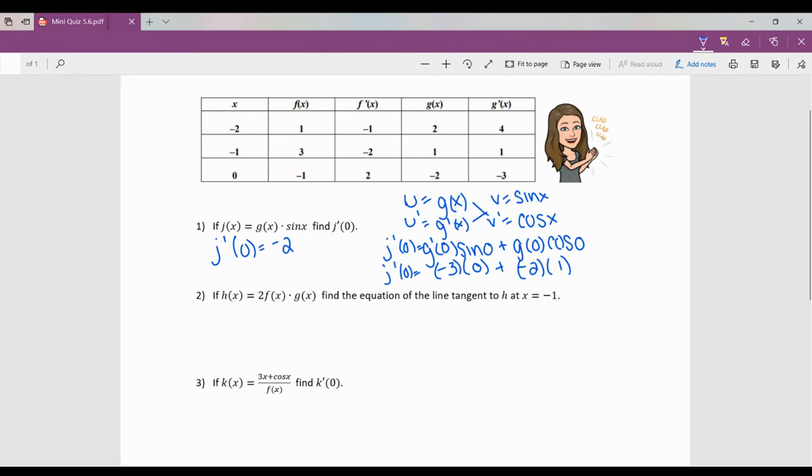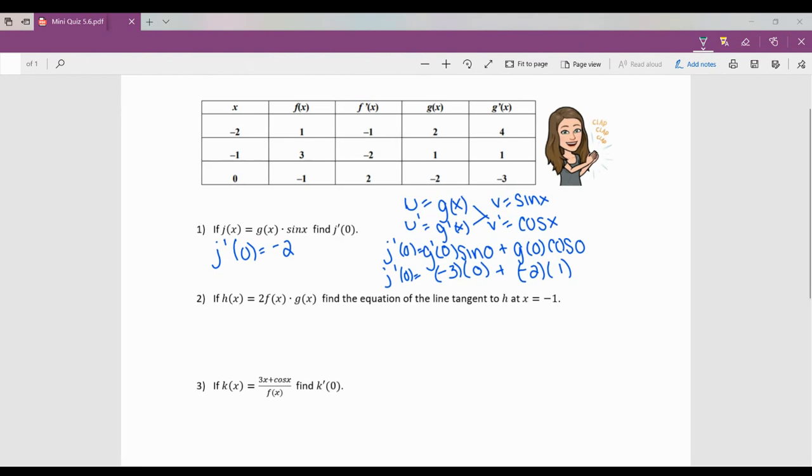All right, for the next one, I'm going to change my pen color. So we want to find the equation of the line tangent. So we want two things when we have an equation of a line tangent. We want a point, so I have half of a point. I have the x value, so -1. In order to find the y value, I have to find the y value of h, so I'm going to plug in -1 into h.